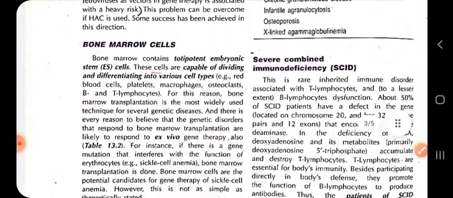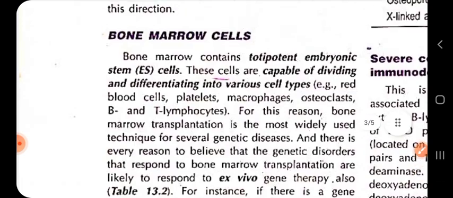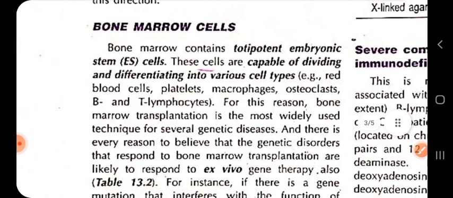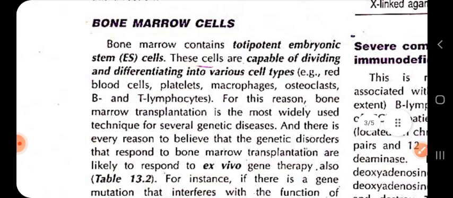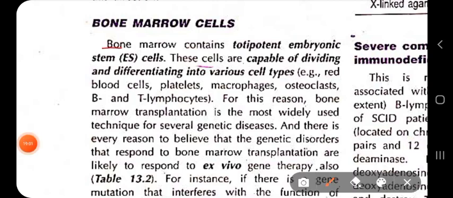Now comes bone marrow cells for gene therapy. Bone marrow cells for ex vivo gene therapy. What it is saying, let us see now. Bone marrow consists of totipotent embryonic stem cells. So the bone marrow, which is found inside a long bone, actually has totipotent embryonic stem cells.